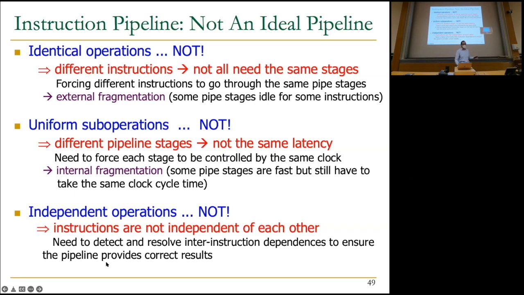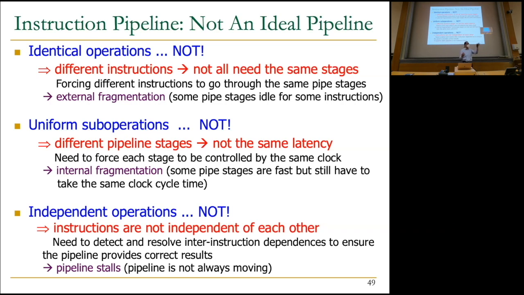And as a result, you need to somehow detect and resolve inter-instruction dependencies to ensure the pipeline provides correct results, right? So far, we've assumed instructions are independent. But if this changes, you basically have pipeline stalls, meaning the pipeline is not always moving. An instruction needs a result from a later instruction. The later instruction has not generated its result yet because it didn't get to the right result stage.